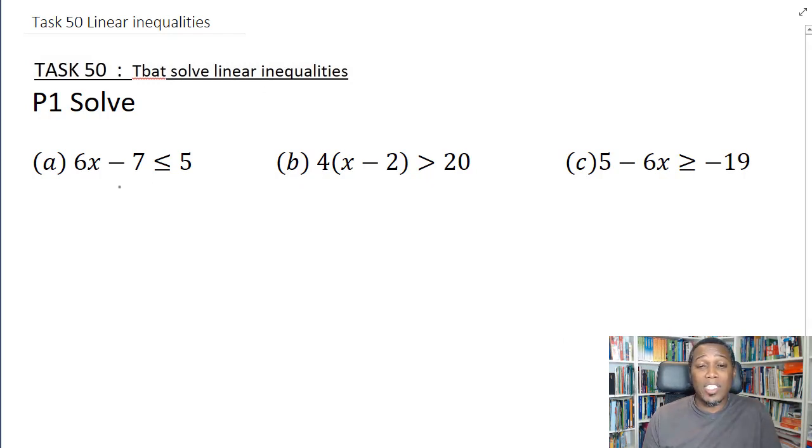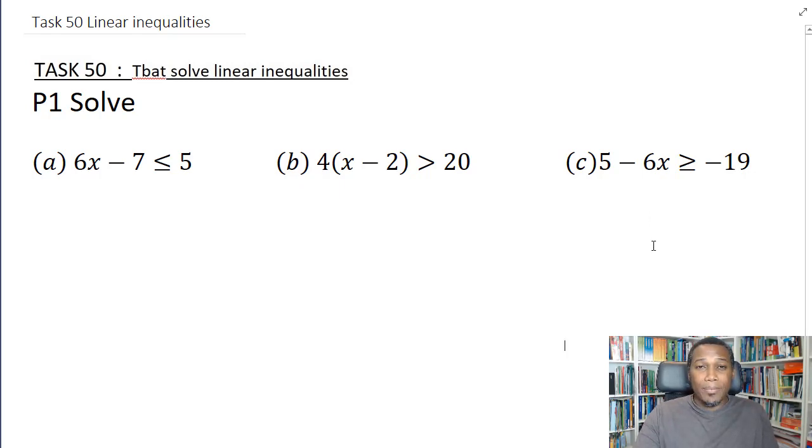We're now saying that 6x minus 7 is less than or equal to 5. We're saying 4x take away 2 in brackets is greater than 20. We're saying 5 take away 6x is greater than or equal to minus 19. So when we solve, we're no longer finding a specific value of x. We're finding a range of values. X has to be above, greater than, or less than this particular number.